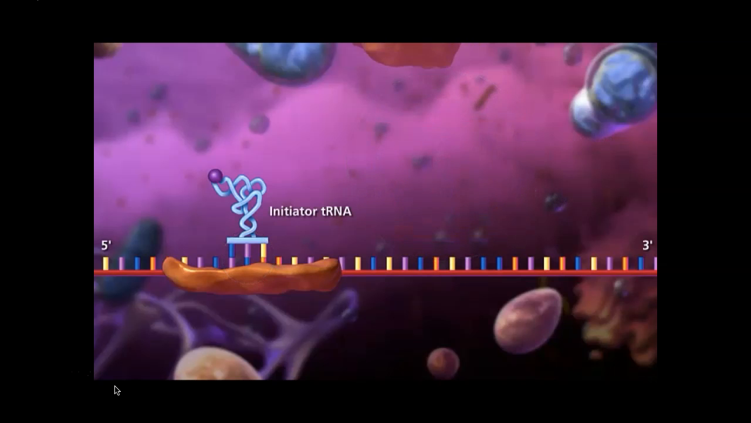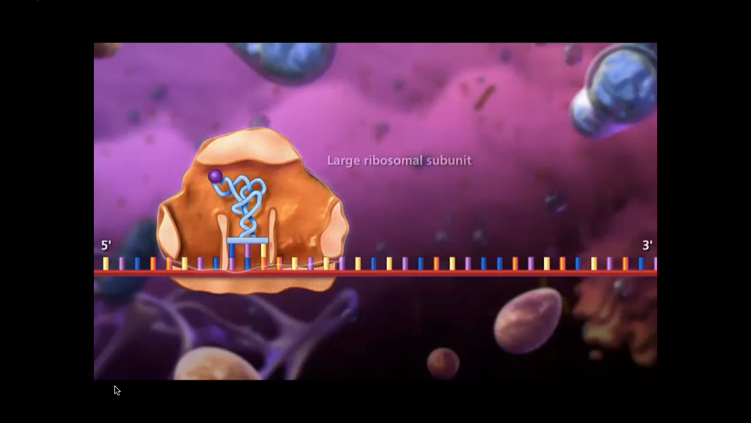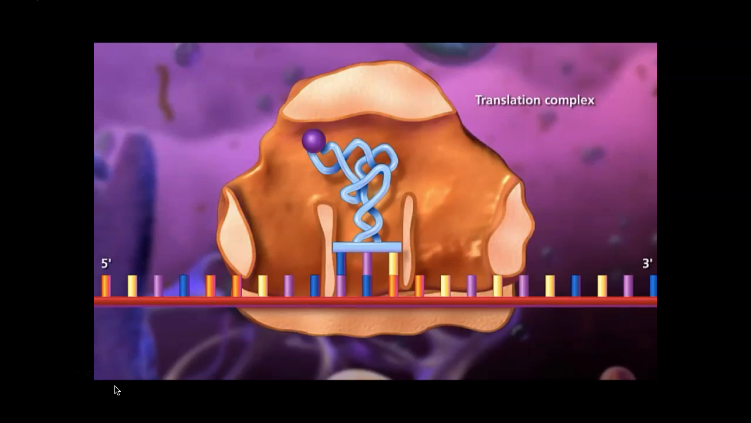After the initiator transfer RNA molecule binds to the start codon, the large ribosomal subunit binds to form the translation complex, and initiation is complete. In the large ribosomal subunit, there are 3 distinct regions called the E, P, and A sites. You don't need to know the names of those sites.